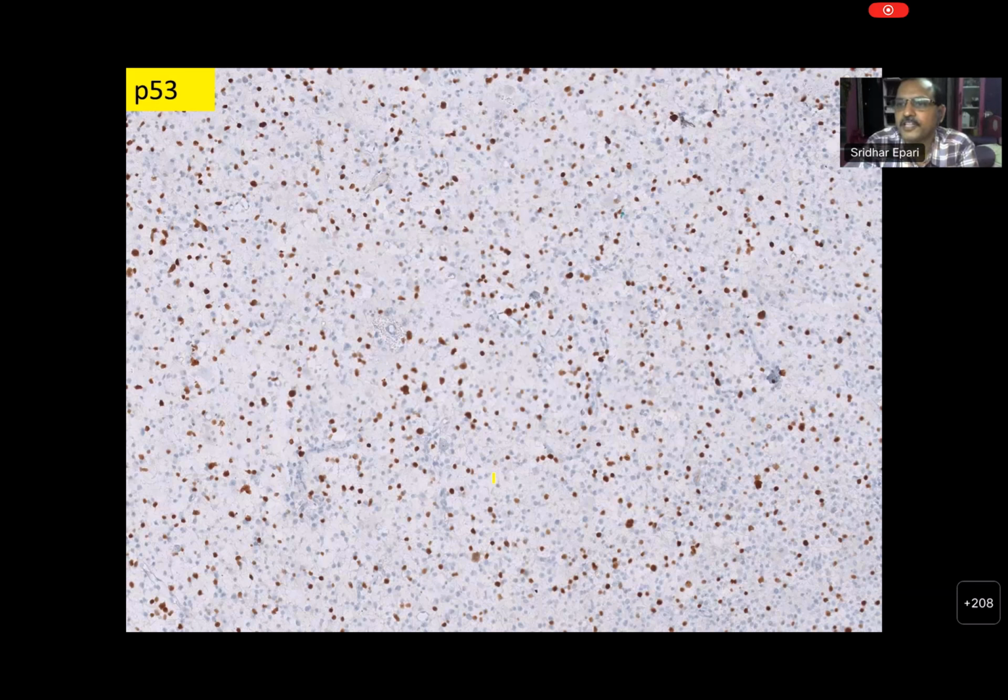IDH1 R132H, you saw the IHC. Is it a normal protein or abnormal protein? That is an abnormal one. Very good, a mutant protein. You saw ATRX. Is ATRX a normal protein or abnormal protein? ATRX is a normal protein. Very good. You are testing with a normal. What is P53 here? Normal protein or abnormal protein?